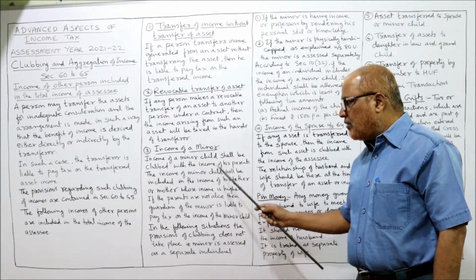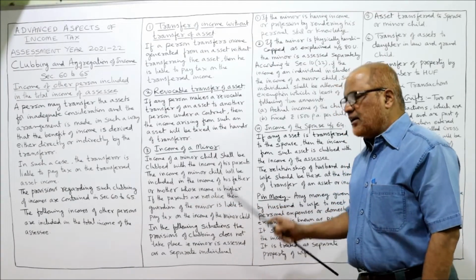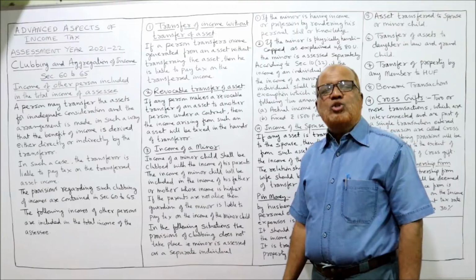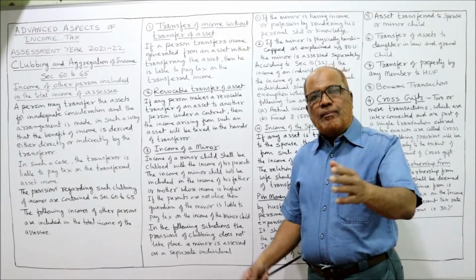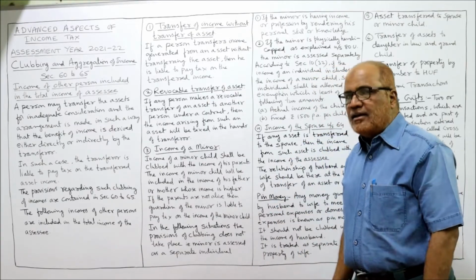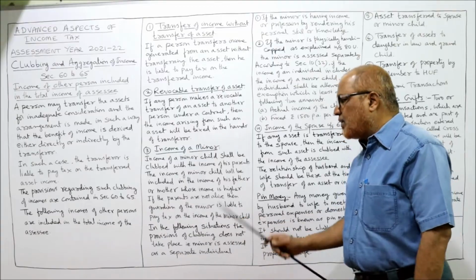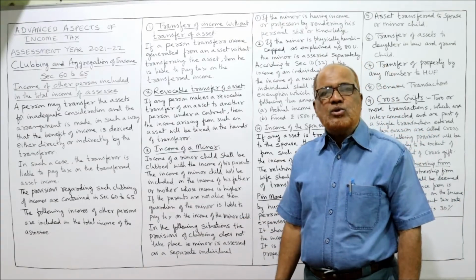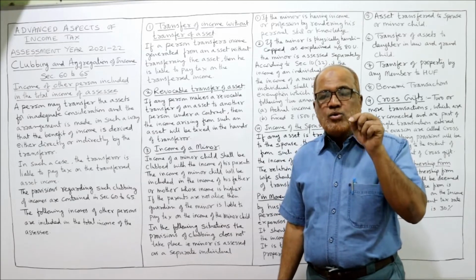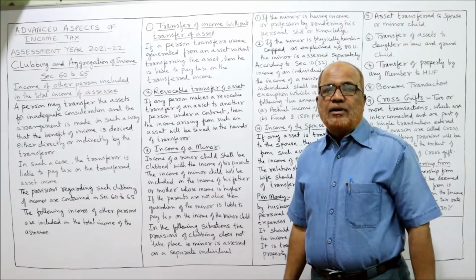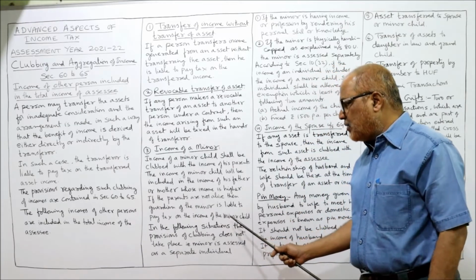The income of the minor child will be included in the income of his father or mother, whose income is higher. The Income Tax Act says we have to check whose income is more, mother or father. Whichever parent is having more income, in that income the minor's income will be included. If the parents are not alive, then the guardian of the minor is liable to pay tax. Suppose there are no parents, no father, no mother. In that case, the Income Tax Act says who is the guardian of the child, the income of the child will be included in the guardian's income. Guardian is liable to pay the tax.